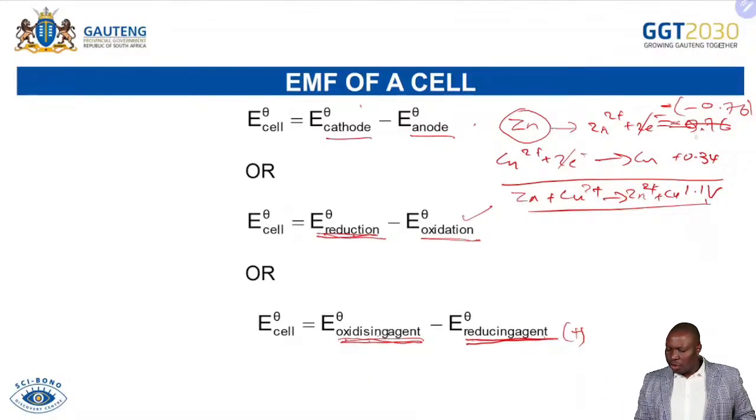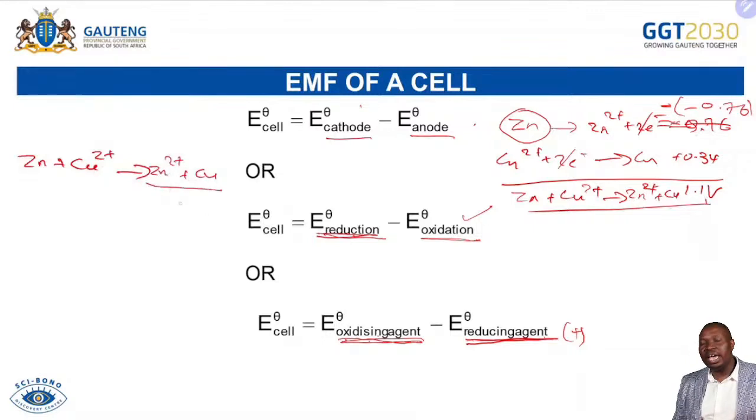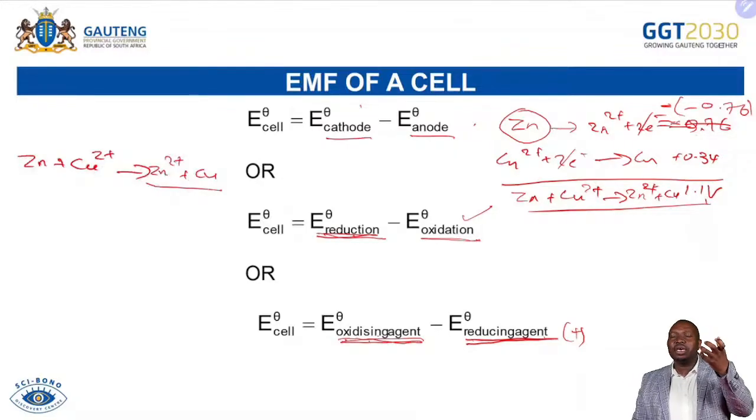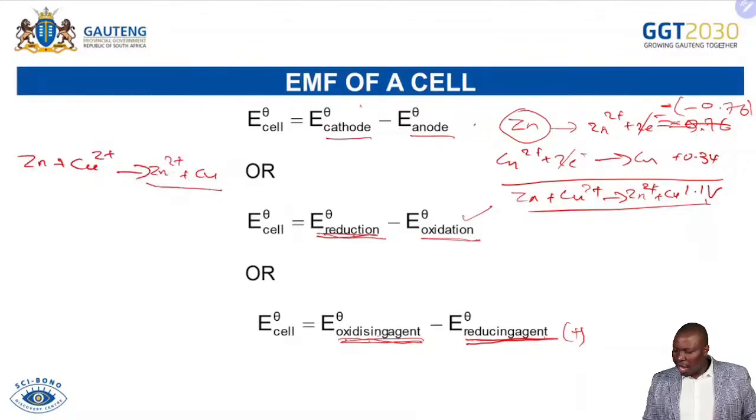And remember, the spontaneous reaction is zinc plus copper 2 plus forming zinc 2 plus and copper. But if you have a reaction where the reactants are zinc and copper 2 plus, which are the weak reducing agent and the weak oxidizing agent from the table, you are able to see that we are no longer reversing this one, we are reversing that one, hence we'll get a negative answer.